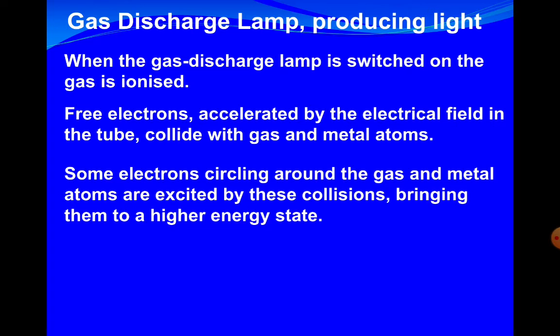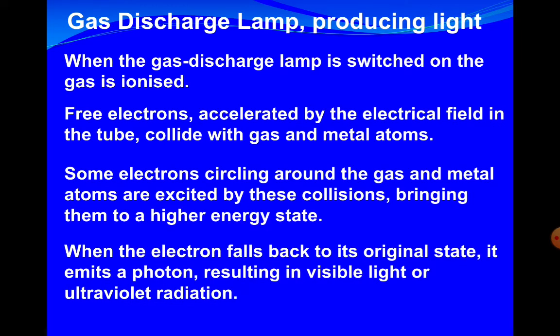So electrons in an atom have a certain ground state depending on the atom. The people who have studied chemistry know a little bit more about it when we are talking about the electron configuration of an atom. And they know that electrons occupy certain energy levels at their ground state. Now, when the electron gets this energy, it will fall back to its original state. It emits a photon, resulting in visible light or ultraviolet radiation.